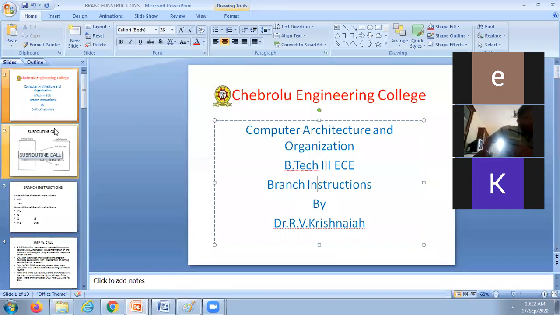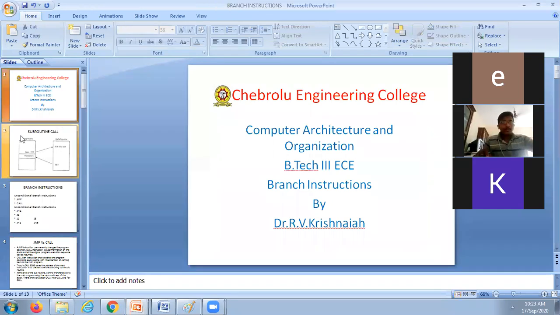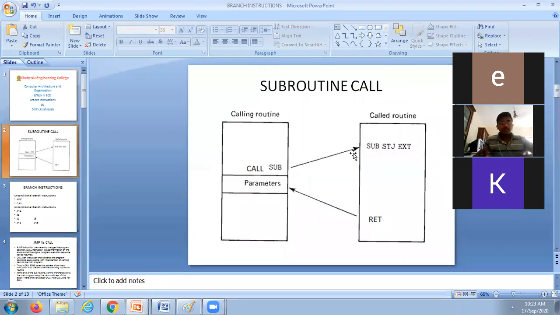I will give a simple example here. Just see this, all of you. If you are doing some task, this is task 1, this is task 2, and task 2 is a part of this. Suppose the class is going on now.